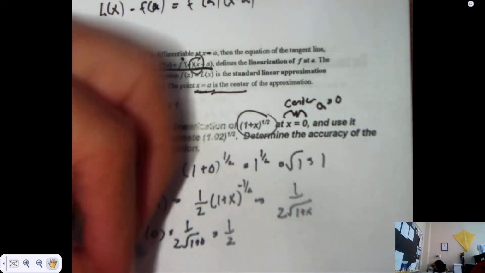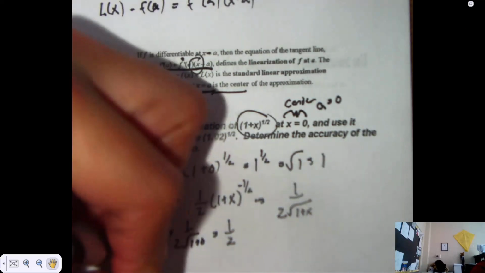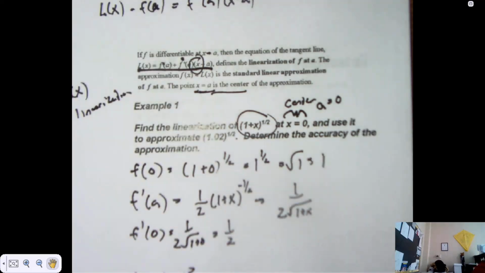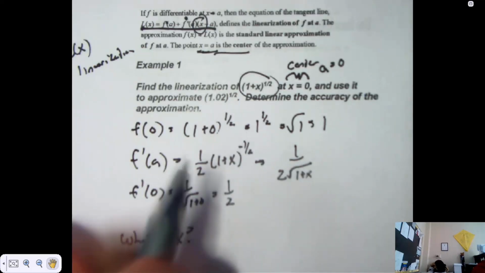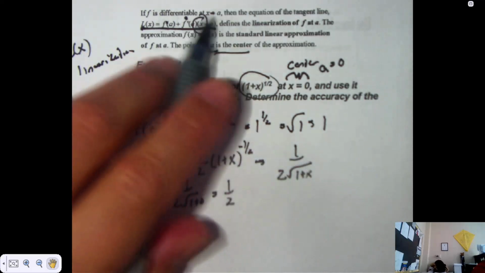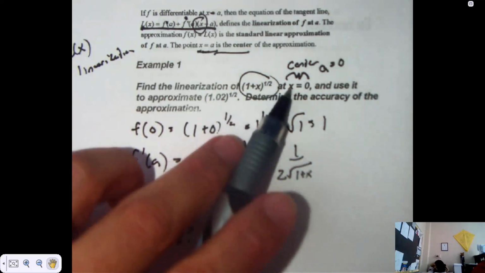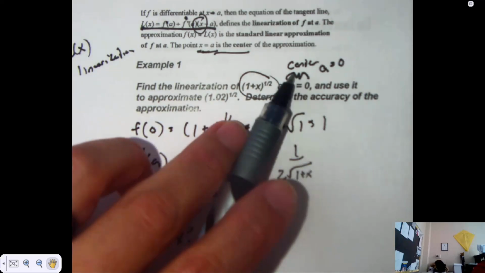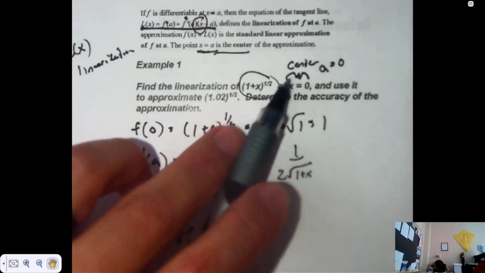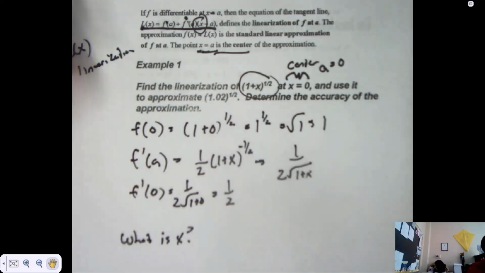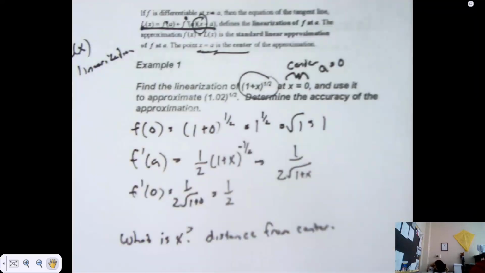The question is, what is x? Because notice that's in this linearization equation. It's sadly not x equals 0. That's where you center it. That's your a value. That's kind of a line of confusion right there. X is the distance from the center. Now we're going to approximate 1.02.